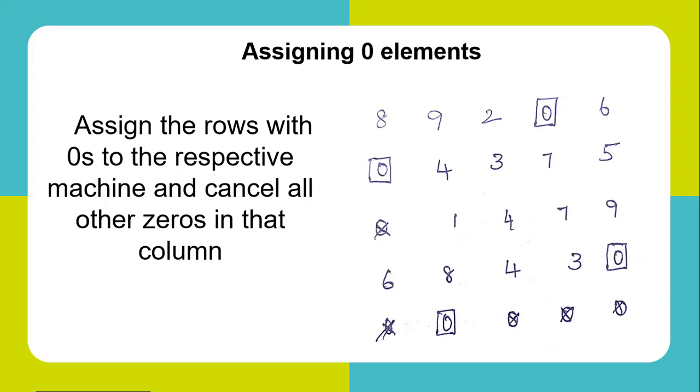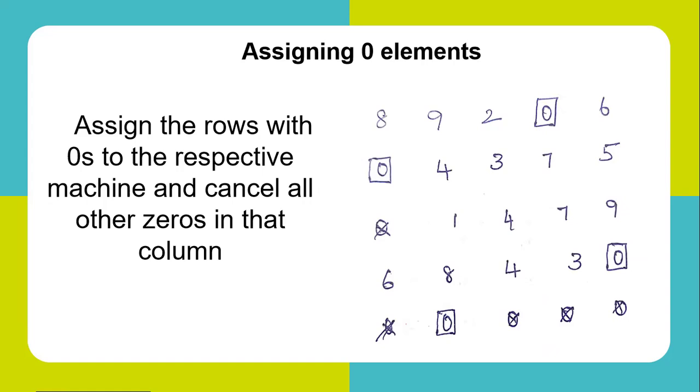So we go with the third row allocation. The third row does not have any zero, because whatever was already present as zero has been struck out. So we go with the fourth row. In the fourth row, at the end, we have a zero in the fifth column. The zero is assigned to the fifth column, and the other zeros in the same column are struck out. And coming to the last row, we find a 0 in the second column. So the allocation is made to the second column, and we strike out all the remaining zeros in that column.